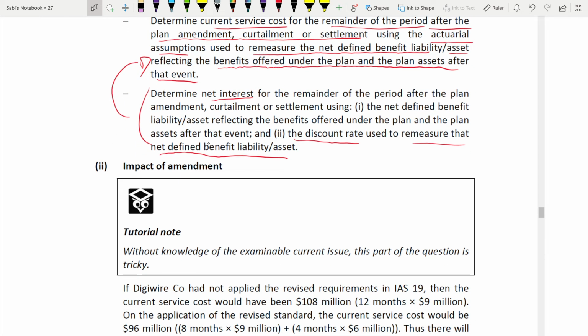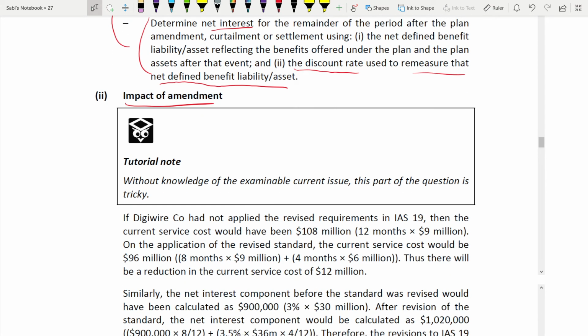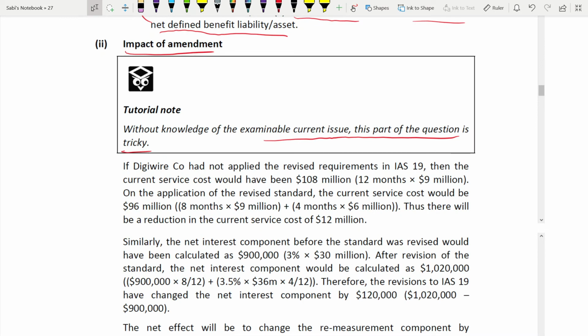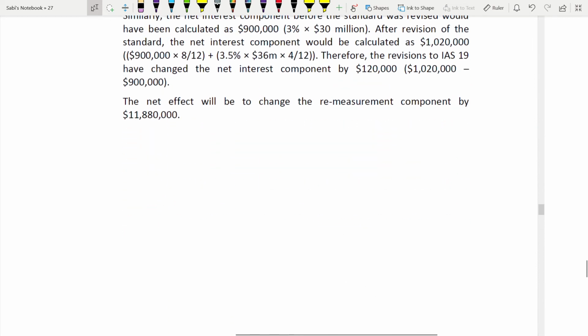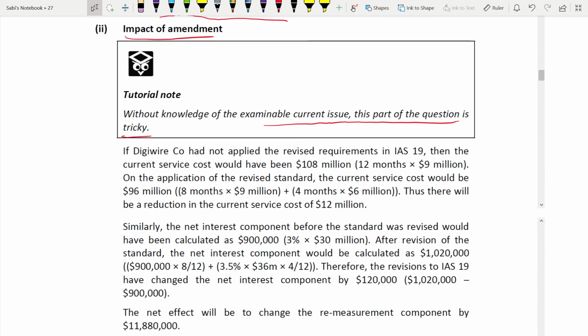Coming to the impact of the amendment. What is the impact? You have to calculate here. That means calculations. Without the knowledge of the examinable current issue, this part of the knowledge is very tricky, remember. If you're not aware of this change, this is the change in the syllabus, you cannot answer this question. Because it was updated in 2019, that's why in the 2019 paper it's there. And for September 2021 paper also, you will be getting this. You can expect this question. It's for 4 marks.